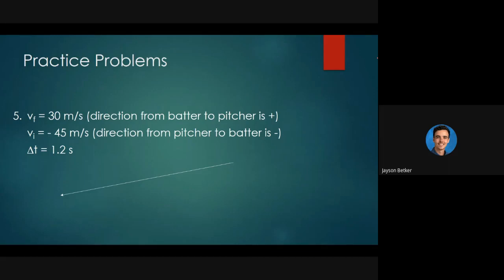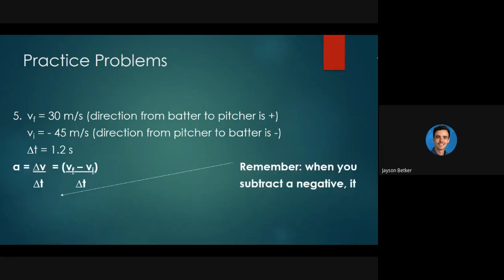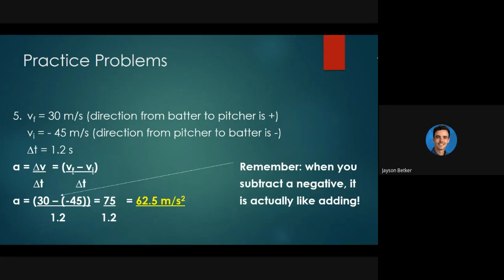Now, if you know that, everything just works out the same. But what you'll see here is a double negative. So you have Vf minus Vi, so that's 30 minus negative 45, which gives you a positive 75, divided by 1.2 is 62.5 meters per second squared.